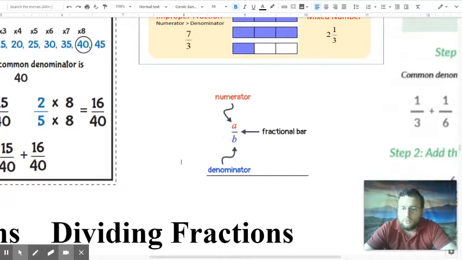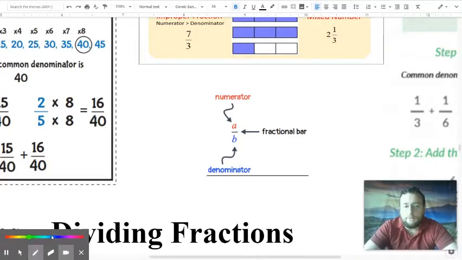So really what you have is one number being divided by the other. And this usually represents parts of a whole. So the denominator essentially means how many parts you would need to make a whole out of this fraction. And then the numerator essentially means how many parts of that you have.